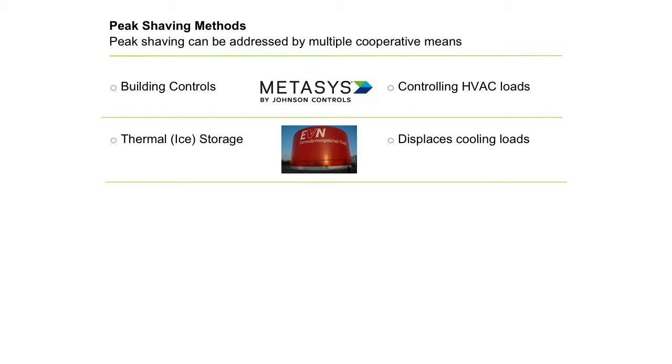You can use thermal storage, in this case an ice storage system, to create ice in the evening and use it during the day to displace cooling load. And again, that will reduce your peak and level out your consumption.